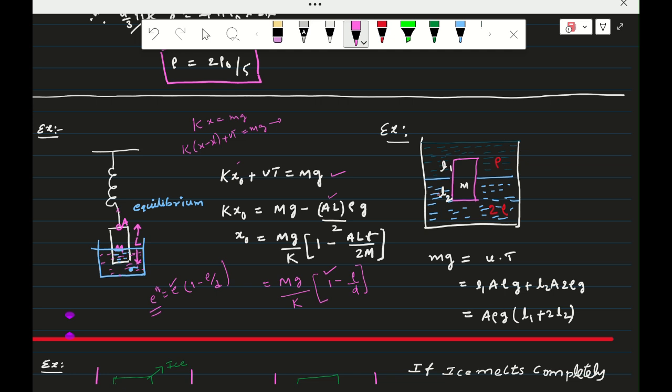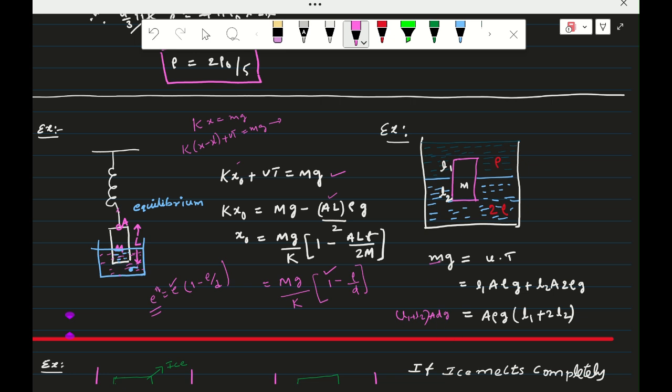So L1 is equal to 3d by 4 and L2 is d by 4. Then you can write 3d by 4 plus 2 into d by 4, 5d by 4, into rho g, d by 2. So 3 A rho g by 2, like that. So in the place of L1 and L2 the ratio will be given. So at that time this is it. And here the mass I can write as volume, that is L1 plus L2 into A into d.